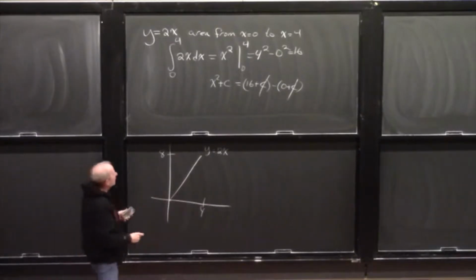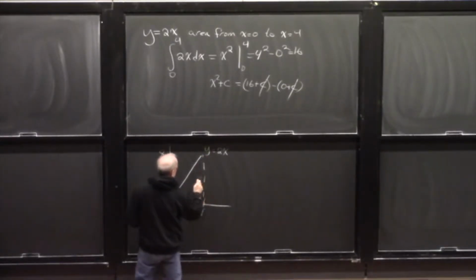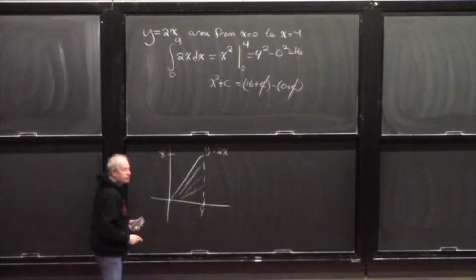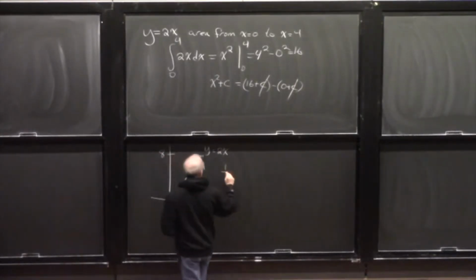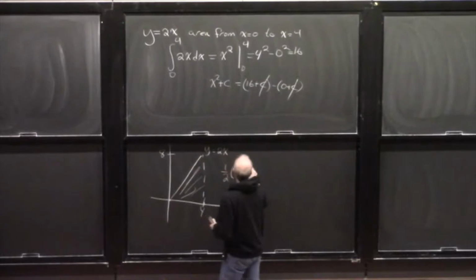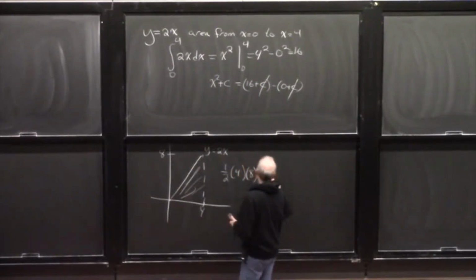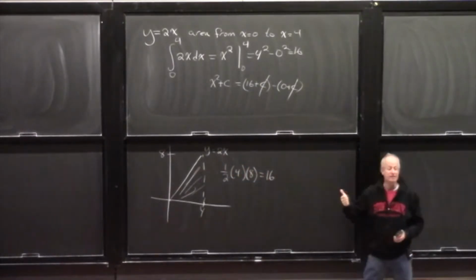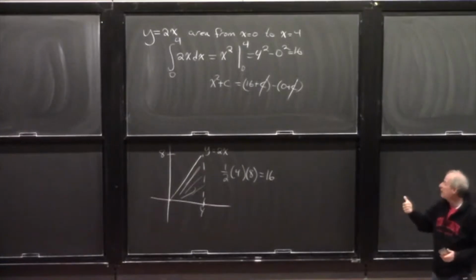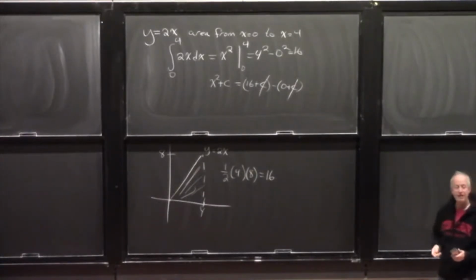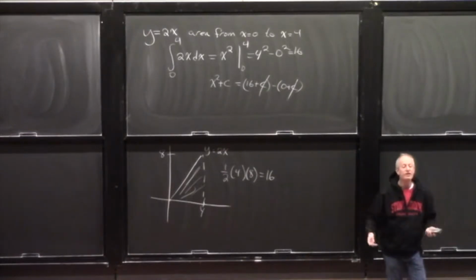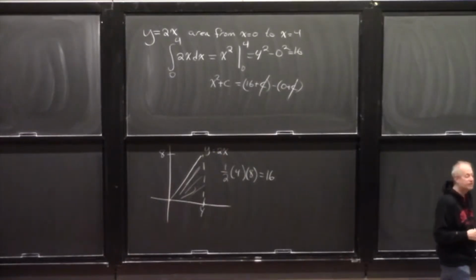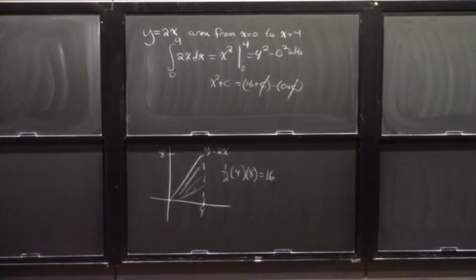So what is this area under here? What's the area of a triangle? The area of that triangle is 1/2 base times height, which is 16. So you didn't really need it. You don't need to do the high-powered calculus to find the area under a line like that. That's really easy. But of course, you're going to need the calculus if you want to find the area under something messier. And that's what we're going to do today.